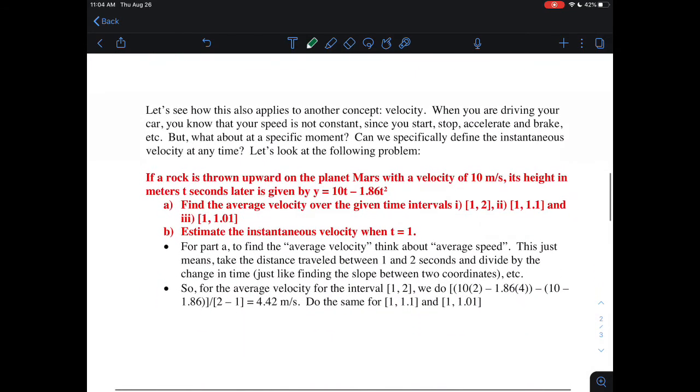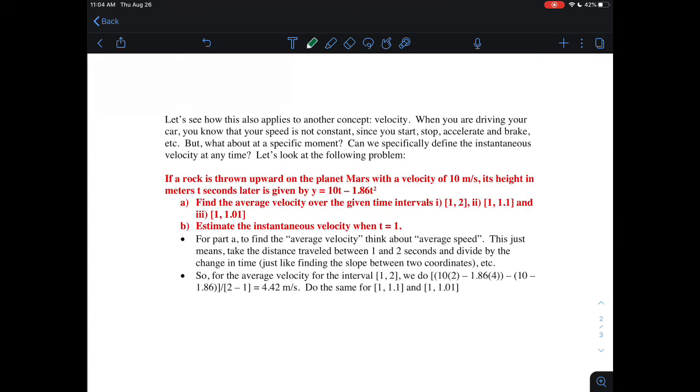Let's see how this also applies to what is called velocity. When you are driving in a car or riding on a bike or walking or doing anything that involves movement, you know that your speed is not constant. You start, you stop, you speed up or accelerate, and you slow down by braking. On a bike, on a car, you would use brakes. If you're walking, it's just coming to a stop and then starting up again. So then what about your speed at a very specific moment? A snapshot. Can we specifically define the instantaneous velocity at any time?